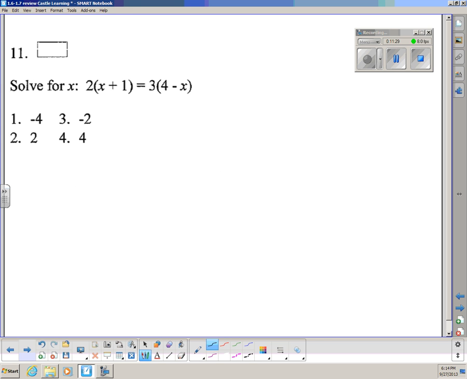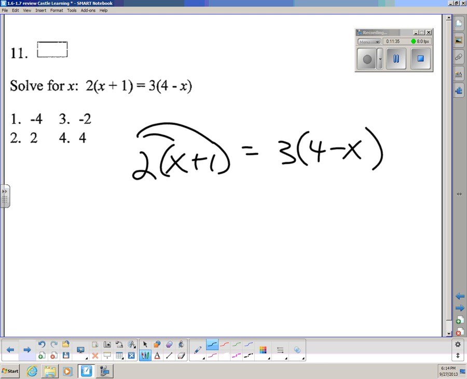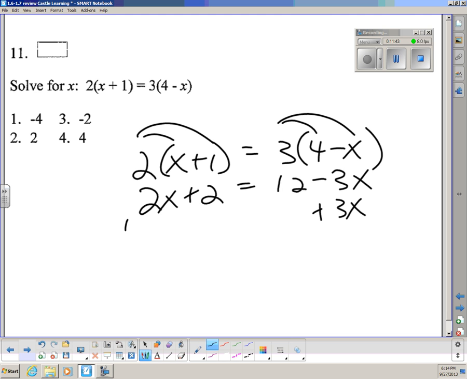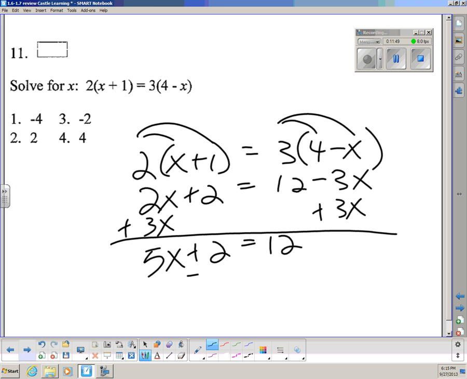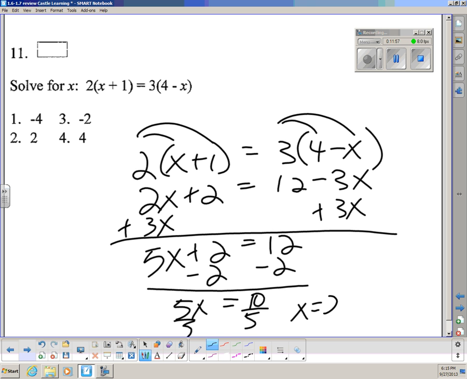Number 11, another solve for x. 2 times x plus 1 in parentheses equals 3 times 4 minus x. Distribute on both sides. We get 2x plus 2 equals 12 minus 3x. This time I'll add 3x to both sides. And we get 5x plus 2 equals 12. Subtracting 2 on both sides, we get 5x equals 10. Divide by 5, and x equals 2.